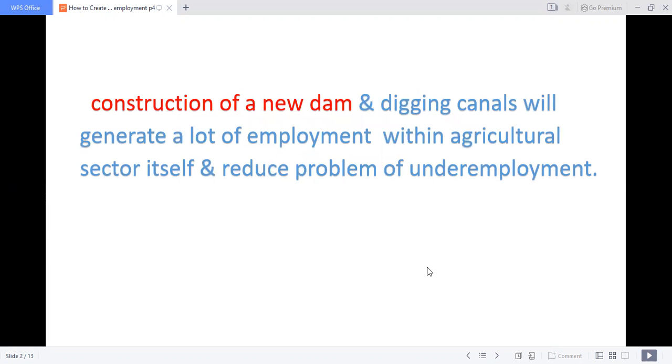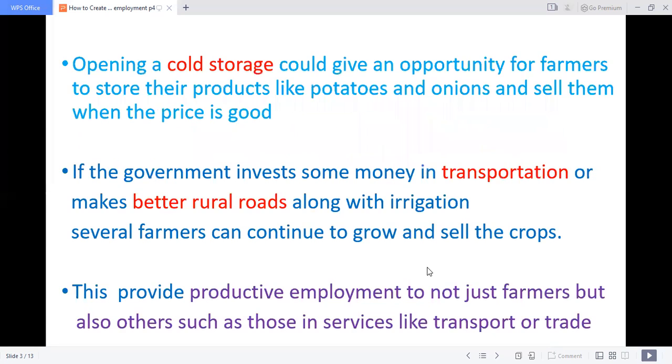See, first, if you construct a dam and dig canals, it will generate a lot of employment within the agriculture sector and reduce the problem of underemployment. If irrigation facility is good, people will start intensive cultivation, which is labor intensive work, requires more number of labor, and abolishes the problem of underemployment. Okay, one way. The second thing, opening a cold storage.